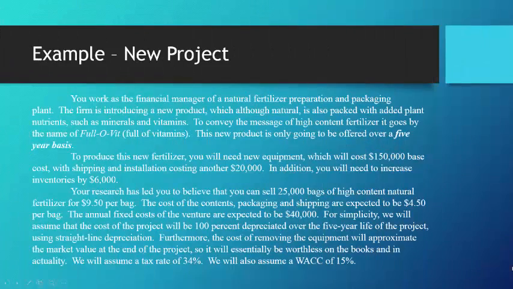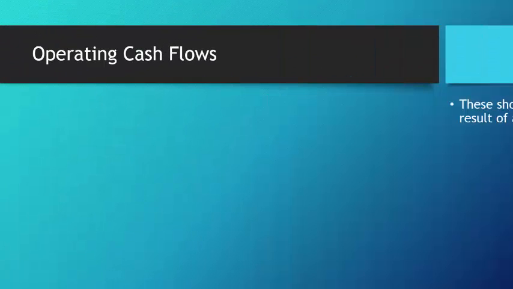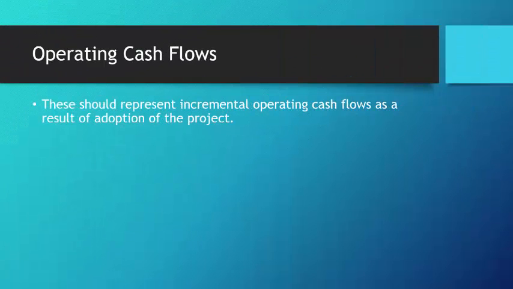That brings me back to the problem. But more importantly, I need to break this into the three components. So we've already done initial cash flow. Let's move back and take a look at operating cash flow now. With this, we're going to represent incremental operating cash flow as a result of the adoption of the project. With this, we're just looking at what happens as we operate this puppy.